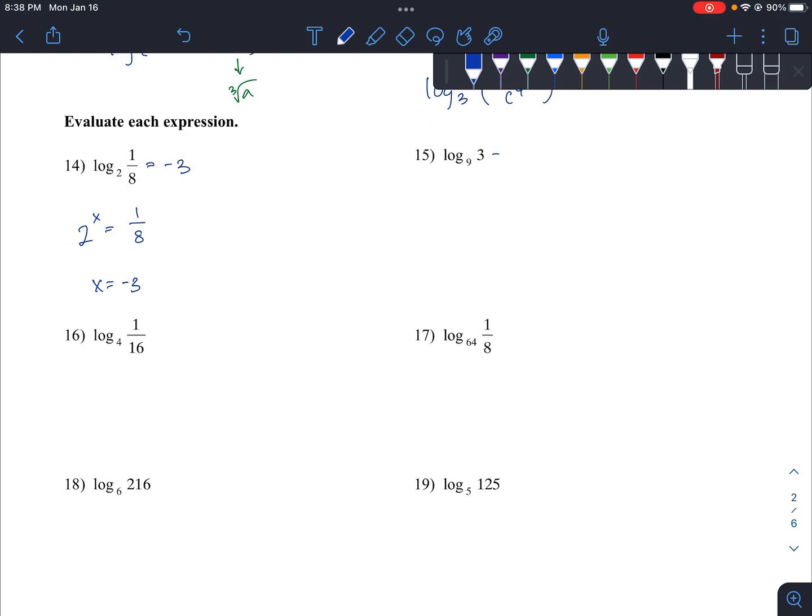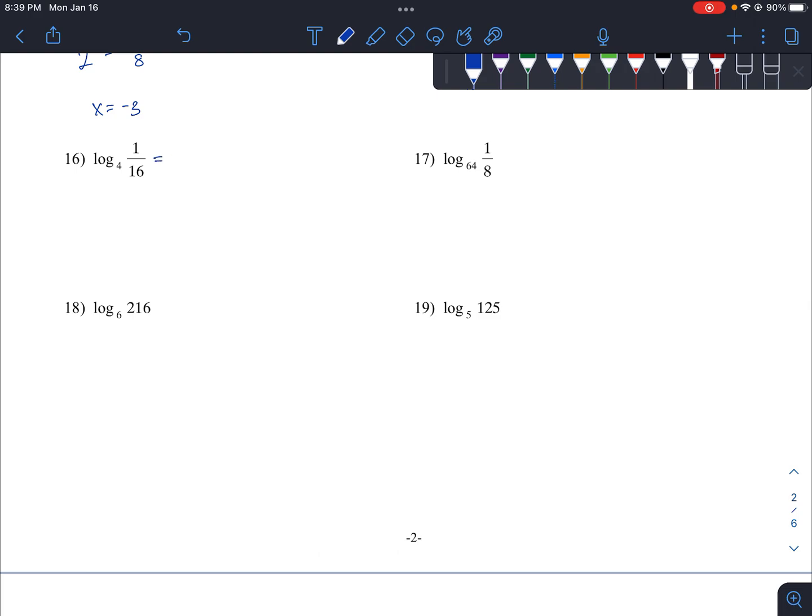For 15, I'm going to use that same strategy, just make this equal to x. So 9 to the x will be equal to 3. And then I just have to think about what this exponent has to be in order to make this 3. I know that the square root of 9 is 3, and I know the square root as a power is 1/2. So that means x has to be equal to 1/2. So this logarithm is equal to 1/2.